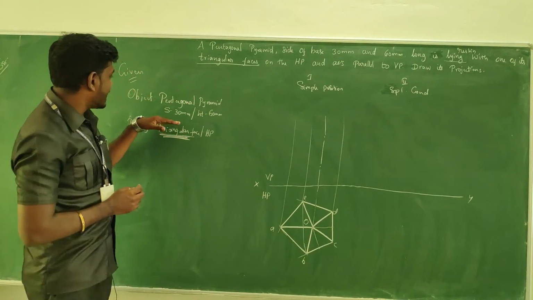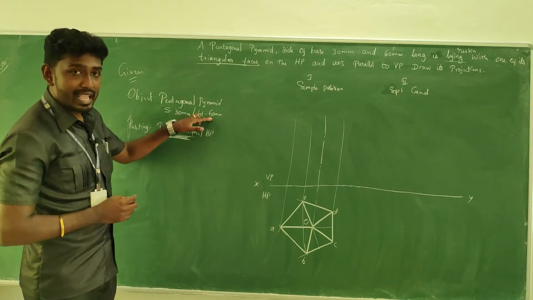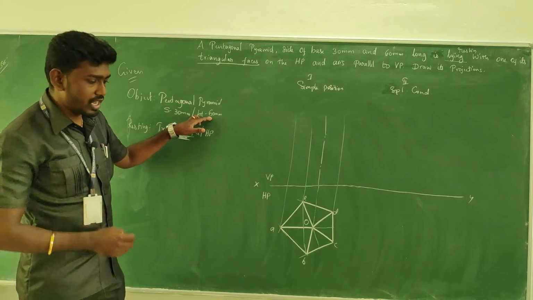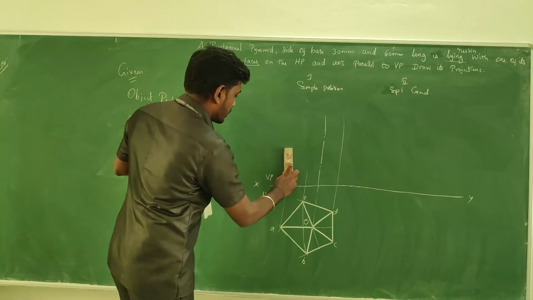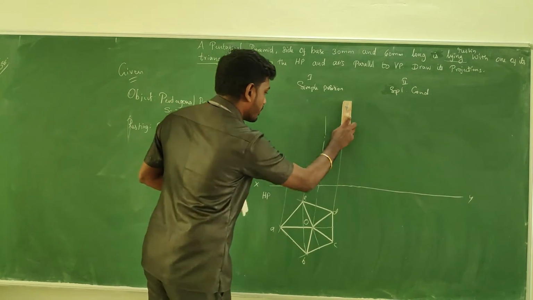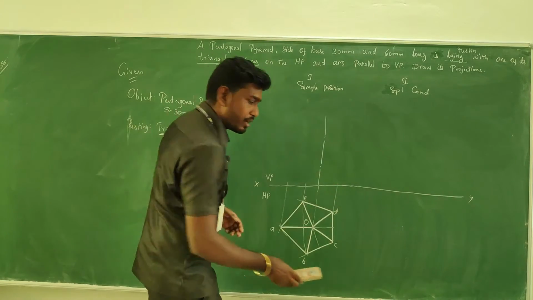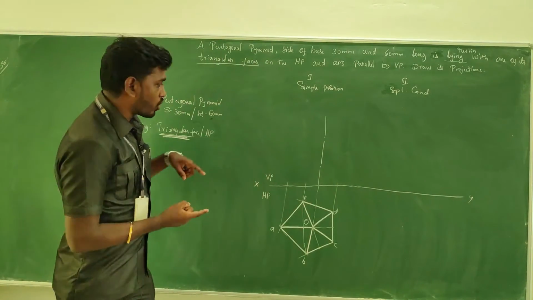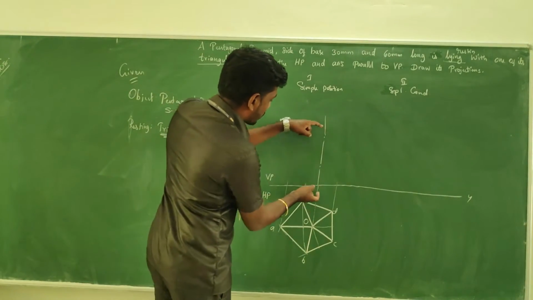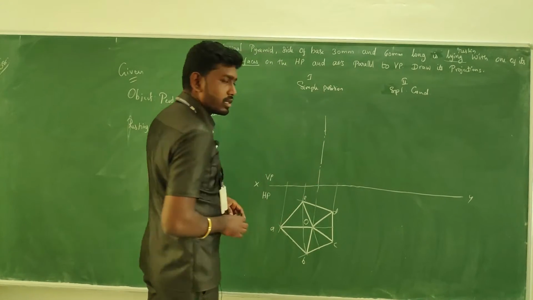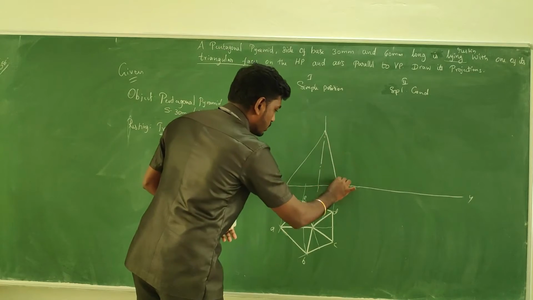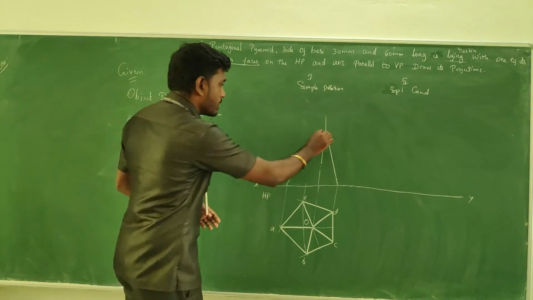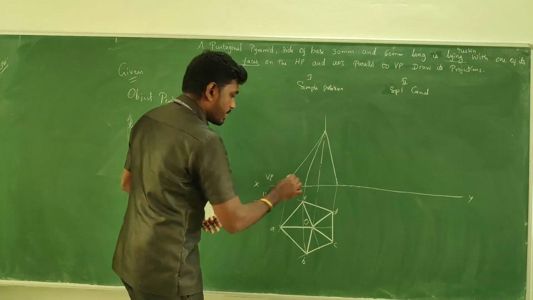What about the axis height? Axis height is 60 mm, right? It's a pyramid, so there is no need to project to the next level. Up to the XY line is enough. So take 60 mm in your compass and make a cut mark, so that you get the triangular face of your pentagon. So this is how the object will be.